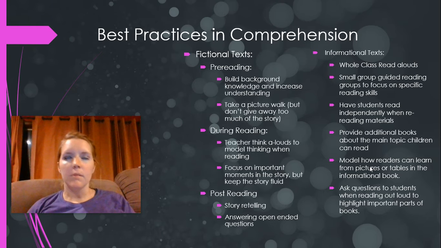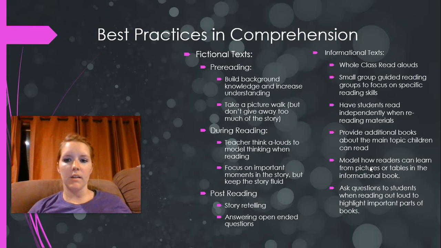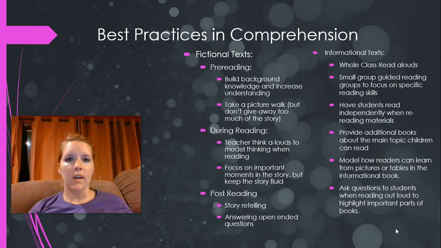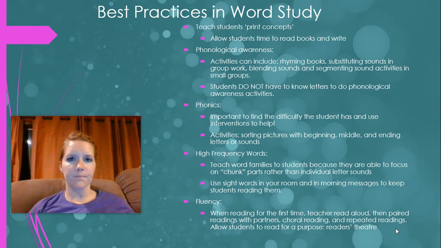If you're learning about snakes, you could read the mentor text and then have additional books that the students could also read about snakes. And then the teacher models how readers can learn from pictures or tables. A lot of informational texts have pictures or tables. Some of the kids might not even know to look at those. So it would be our job to teach them and let them practice. And then ask questions to students when reading out loud to highlight important parts of the books. So if you know something is a skill that's going to be needed in the future, reiterate the importance of that when you're doing your read aloud.